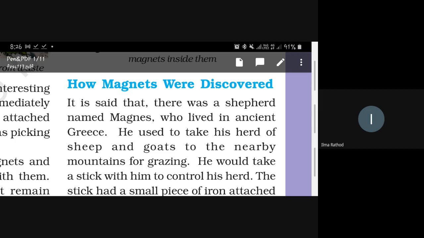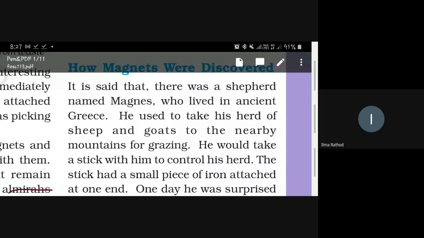How magnets were discovered. I have shown these things in that video also, how magnet was discovered. You know, there was a shepherd named Magnes living in Greece. The place name is given here, ancient Greece. So you will understand everything from these videos which I have shown to you.